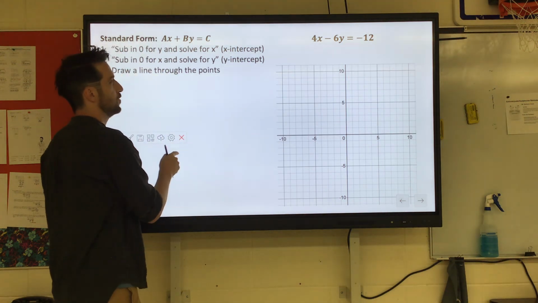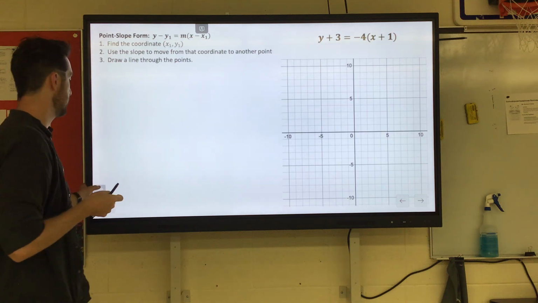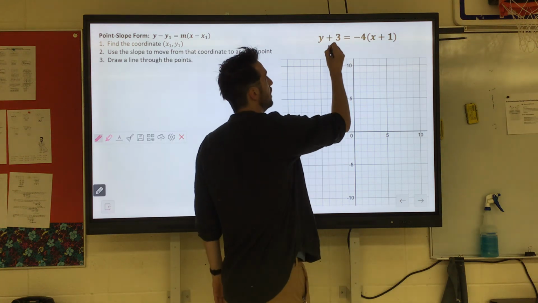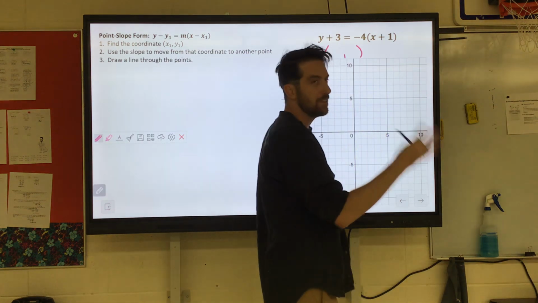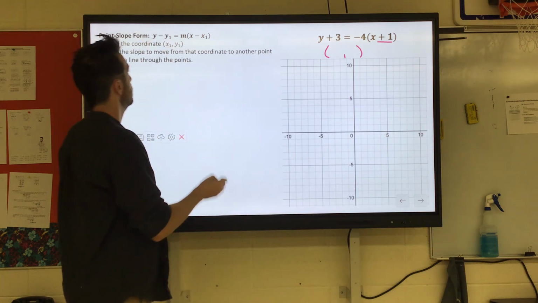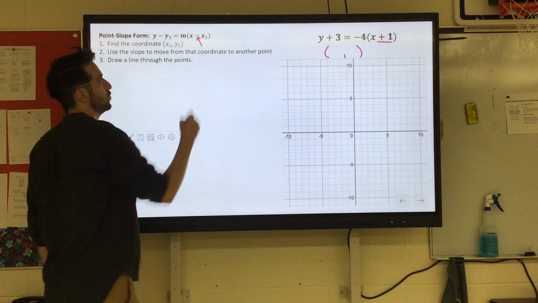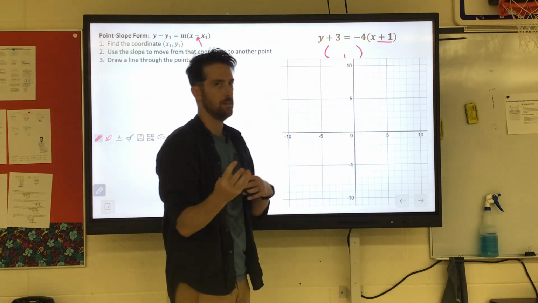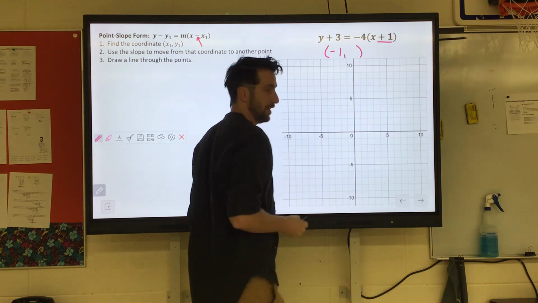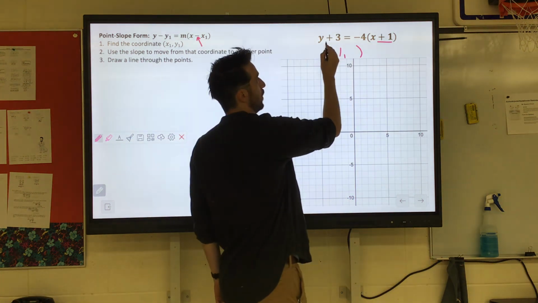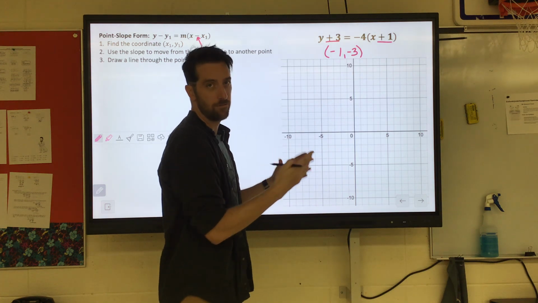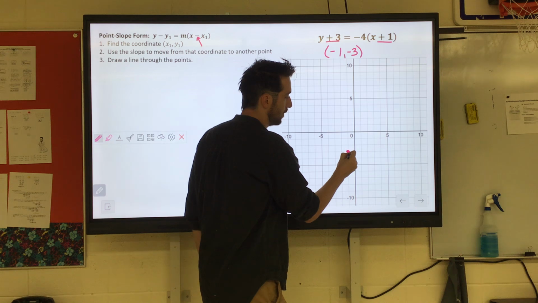And then the last form is point-slope form. Point-slope form tells you a point, and it tells you the slope. The coordinate, the point, comes from what's with the x and y. If you look and it says x plus 1, point-slope form, if you look at the original formula, has subtraction built in. So it's always like the opposite of. If I see x plus 1, that means my x-coordinate would be negative 1. With the y, it says y plus 3. That means my y would be negative 3. So you plot that point first, negative 1, negative 3.